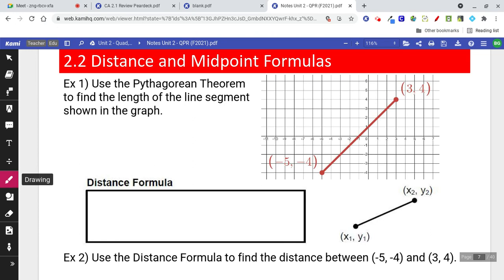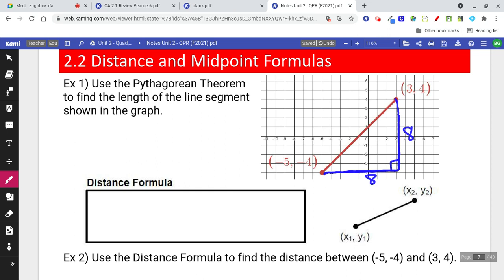Well, Pythagorean theorem works with right triangles. So let's draw in this right triangle right here. If you could see this right triangle, I think it'd be kind of easy. You need to know the length of the two sides to find the length of the hypotenuse. So we can count 1, 2, 3, 4, 5, 6, 7, 8. And 1, 2, 3, 4, 5, 6, 7, 8. Okay, we want to find the hypotenuse of that.